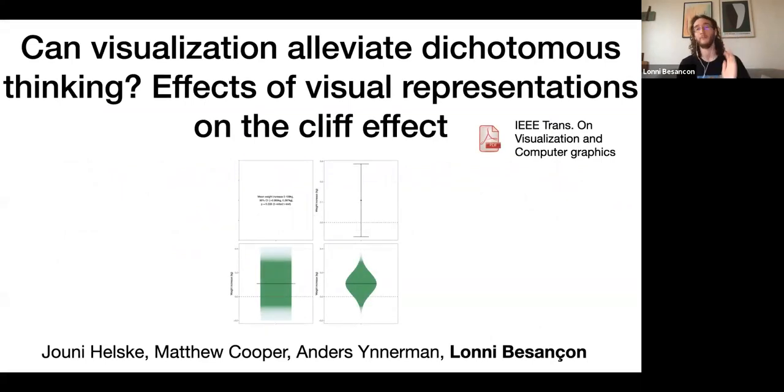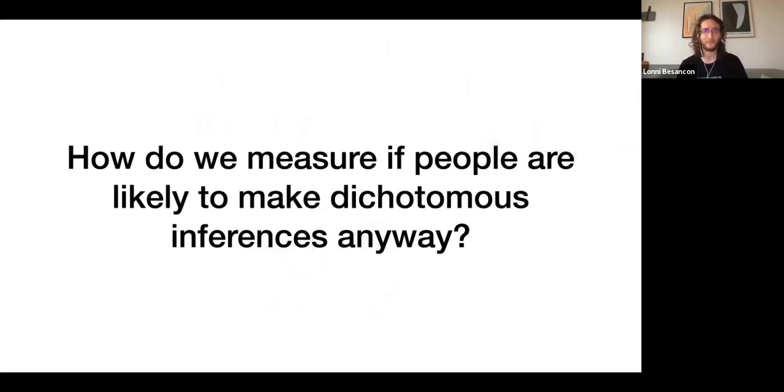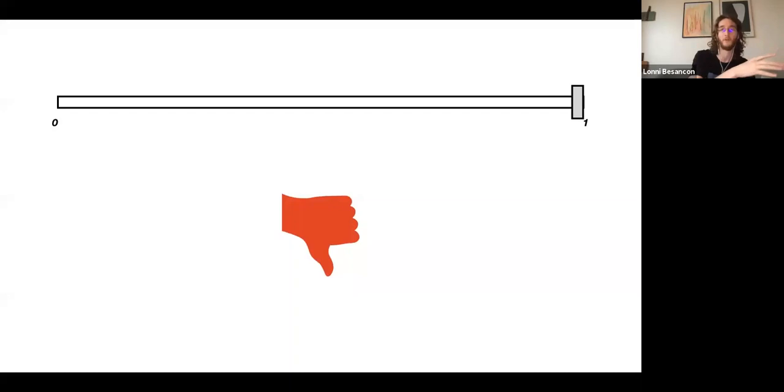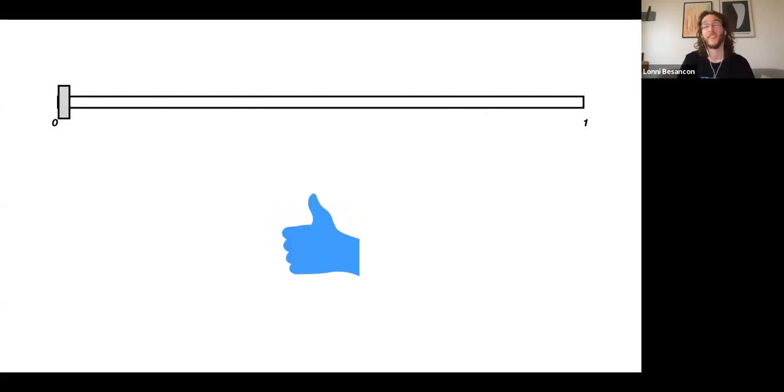And that's a paper that we recently published with colleagues from Linköping University, looking at visualization and how it could potentially alleviate dichotomous thinking. And so one first question that you have when you wonder if that could help is, how can I actually measure if people are dichotomous or make dichotomous inferences anyway? And well, again, coming back to p-values or confidence intervals, this is pretty much how we should interpret these, right? Like the p-value, if it's very small, we're very confident, and as the value grows, we grow less and less confident.